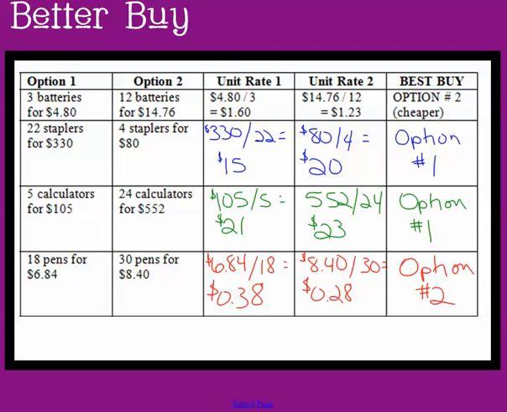And then finally, when we're purchasing pens, in the first option, we're paying 38 cents per pen. In the second option, we're paying 28 cents. So 28 cents is less than 38, so option 2 in this case is the better buy. All right, mathematicians, make any corrections that you need on your work. Don't forget to do the WSQ and bring all this to class with you.